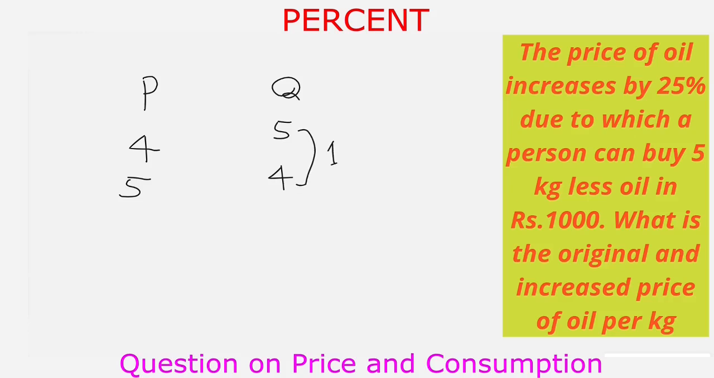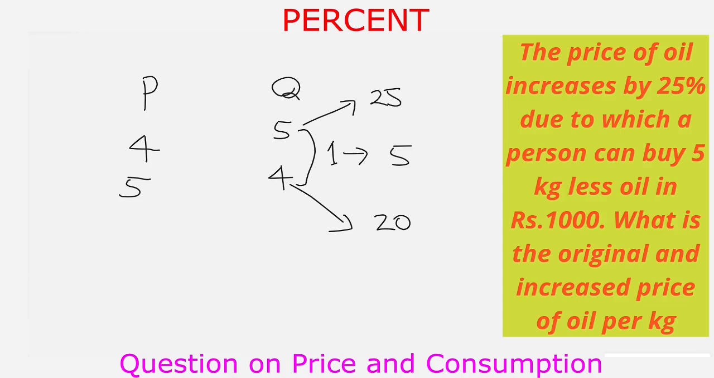5 minus 4 is 1 and this one part has reduced. Earlier the person was buying quantity 5 and now he is buying 4. So this 1 is equivalent to 5, as it is given that he is able to buy 5 kg less. So 1 is equivalent to 5. It means that 5 is equivalent to 25 and 4 is equivalent to 5 times 4, which is 20. So earlier he was able to buy 25 kg.